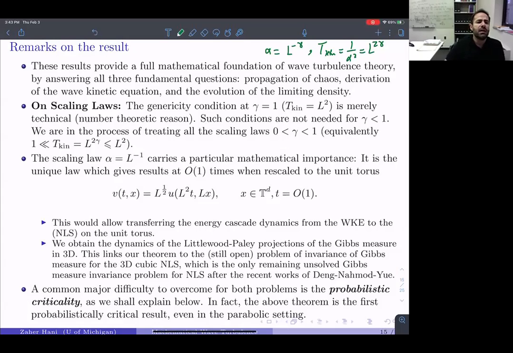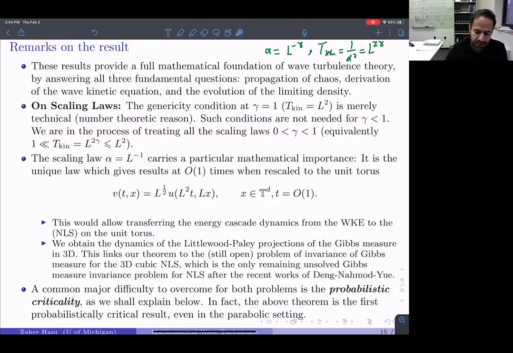And here, as I mentioned, we need to impose some genericity conditions on the aspect ratio of the torus. These are just technical assumptions. They come from one part of the proof where you need a little bit of number theory. But I want to emphasize that those conditions are not needed whenever gamma is less than 1, even in the parts of the proof that I haven't announced in the theorem here, because we are in the process of treating all scaling laws gamma between 0 and 1. You do not need any genericity conditions whenever you're dealing with scaling laws gamma between 0 and 1.